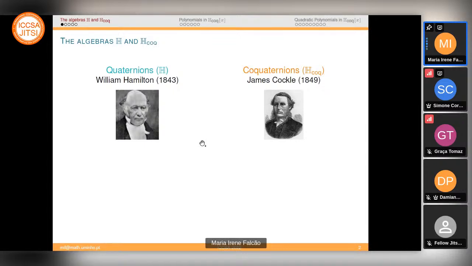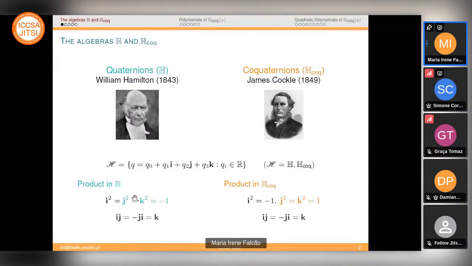Probably by pointing out the main difference between the quaternion and the coquaternion algebra. Both algebras are a generalization of the algebra of complex numbers. You have here three imaginary units. In the case of the quaternions, the three units square to -1, whereas in the case of the coquaternions, just the first imaginary unit, i, squares to -1, and the other two square to 1. Here you can see the non-commutative nature of both algebras.